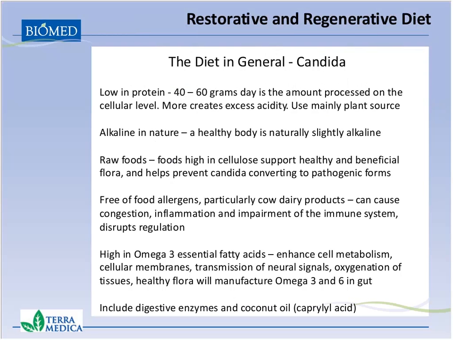So a few notes here. This diet tends to be low in protein, 40 to 60 grams a day, because this is the amount that is processed on a cellular level. More than that, the body creates excessive acidity. If the body is well functioning and well regulated, then the body can excrete the additional acidity. However, lots of bodies are not well regulated, and so then it just creates more acid in the system.